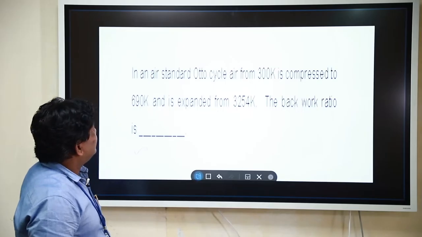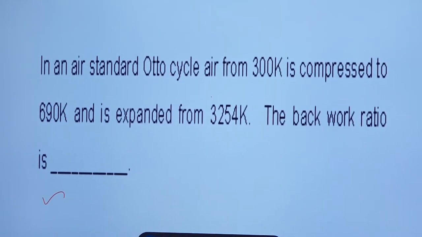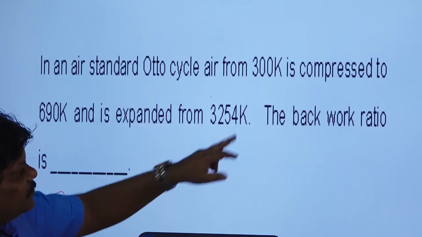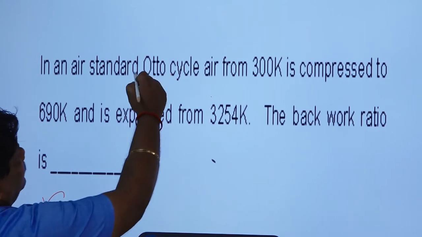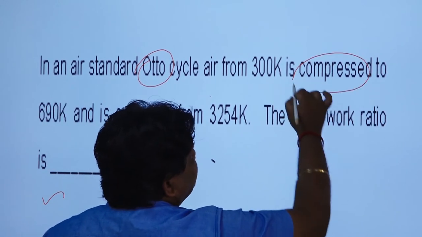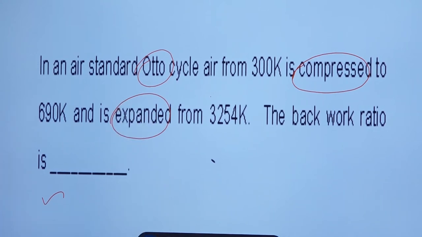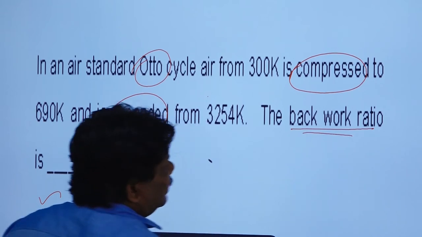Okay, in an air standard Otto cycle, the air from 300 Kelvin is compressed to 690 Kelvin and it is expanded from 3254 Kelvin. So what is the back work ratio? It is an air standard Otto cycle where a compressor is used, and for the expander a turbine is used. Okay, so you have to find the back work ratio.